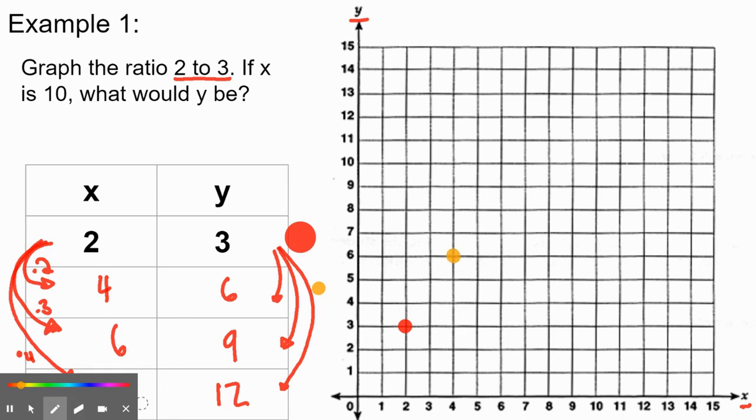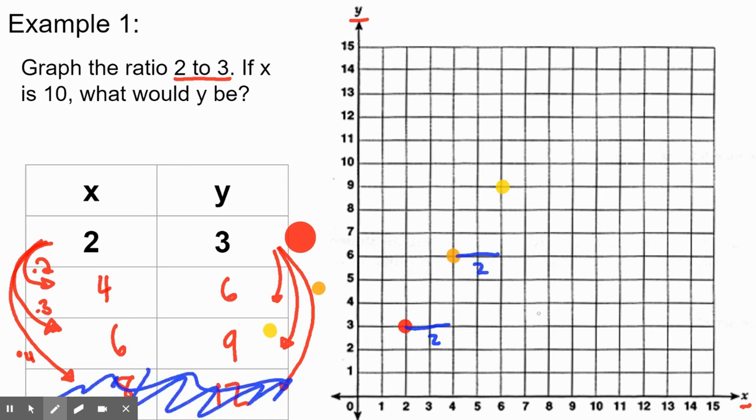The next one is going to be at 6 and 9. So we're going to go up to 6. And then all the way up to 9. And before we plot the last one, I just want to point out one thing. Our original ratio, you'll remember, was 2 to 3. If we look at our x direction, every point is a distance of 2 from the previous one.